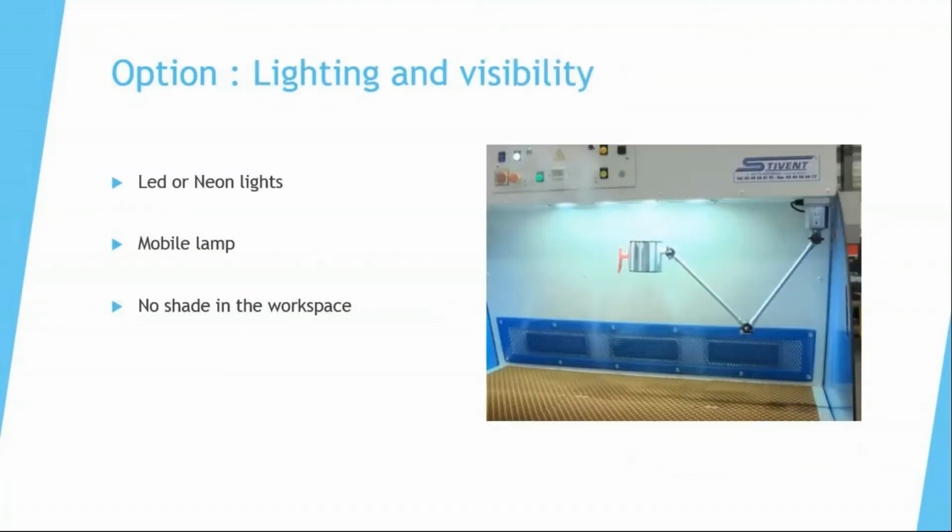Another option is lighting and visibility. There are various ways of doing it, but the LED or neon lights, which are mobile, provide lighting on all of the working surface without any shade in the workspace. So if there is any small trace of contaminants on your piece, you will be able to find it and clean it in the best way possible.